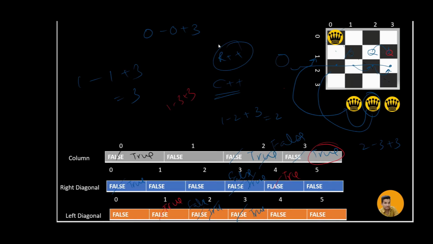And when we have successfully placed the last queen, that means that is one of the ways.